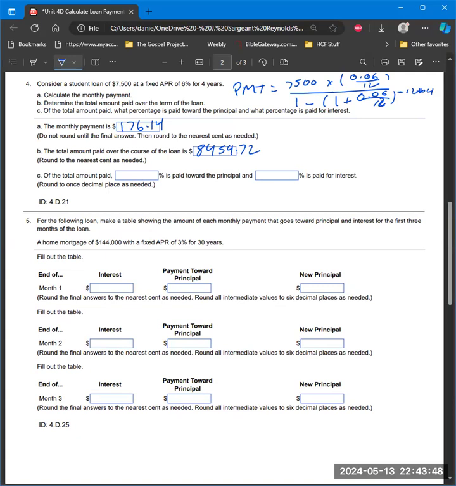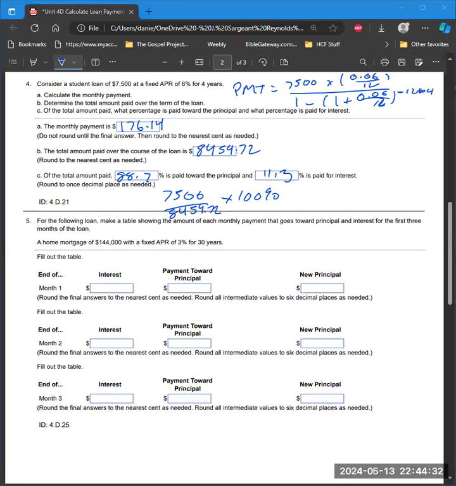Total amount paid, percentage paid towards interest is going to be 7,500 over 8454.72. Sorry, towards principal, times 100%. 7,500 over 8454.72 times 100 is going to give me my percent towards principal as 88.7%, leaving me with 11.3% to be paid towards interest.